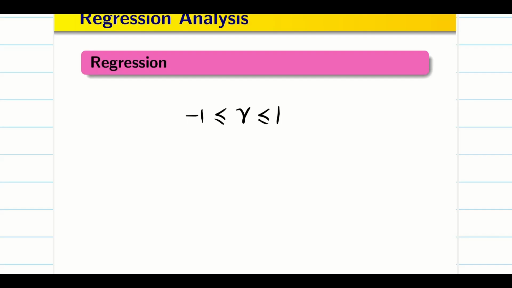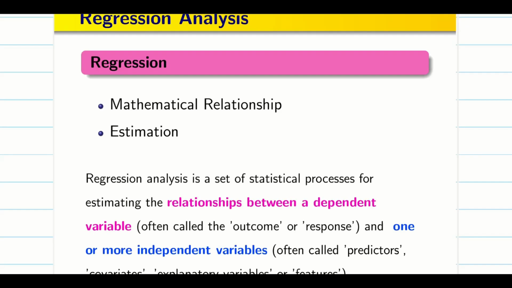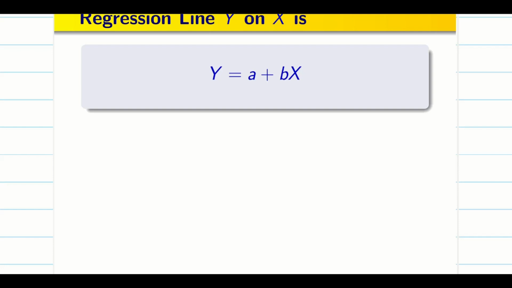We are going to the next concept called regression. Regression analysis is used to model the relationship between one dependent variable and one or more independent variables. It estimates the strength and the direction of the relationship and can predict the value of the dependent variable based on the values of the independent variable. So it simply gives the mathematical relationship, estimation, etc.